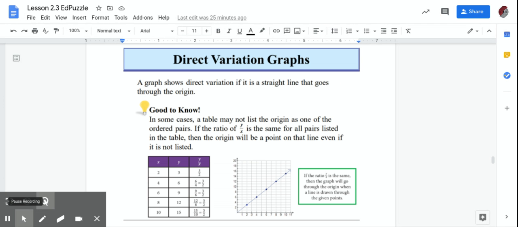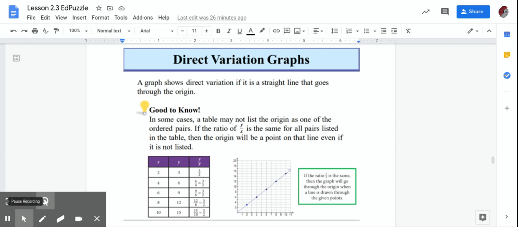Direct variation graphs. A graph shows direct variation if it is a straight line that goes through the origin. Good to know. In some cases, a table may not list the origin as one of the ordered pairs. If the ratio of y over x is the same for all pairs listed in the table, then the origin will be a point on that line, even if it is not listed.